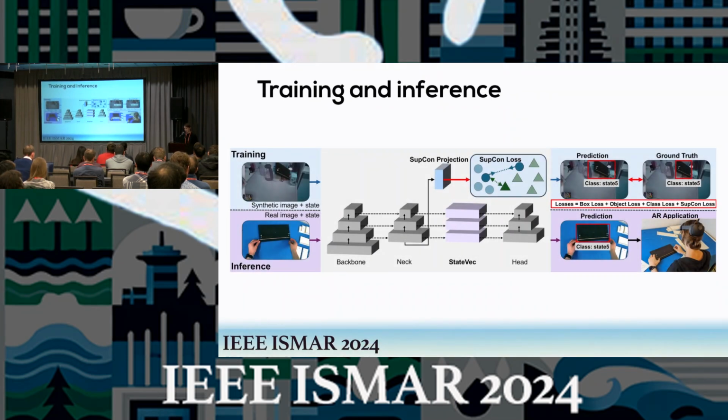Now we train this enhanced network with the synthetic data depicting correct and error states, and we predict the current state that the object is in. We use as input the real camera feed of a HoloLens 2. At inference time, the contrastive loss is not used. It is only used during training, so it does not have any impact on the runtime performance.